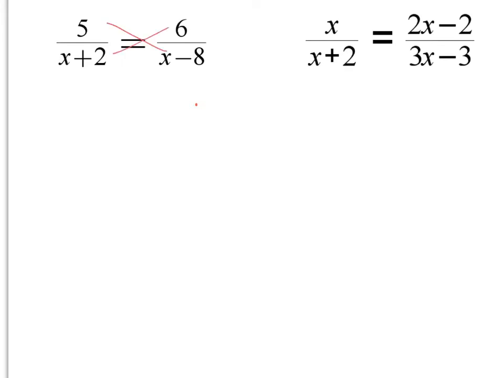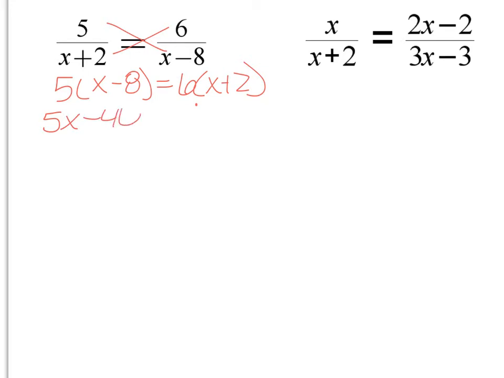For instance, this one right here, I would have 5 times x minus 8 equals 6 times x plus 2. Distribute my 5 and my 6, so 5x minus 40 equals 6x plus 2. Subtract your x over, subtract your 2 over. Oh, that's 12, sorry. Subtract your 12 over. X would be negative 52.